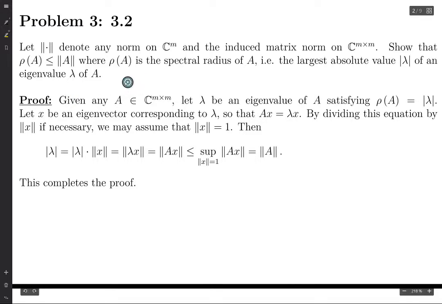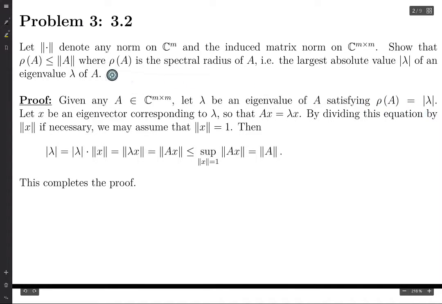Okay, so let's say we have any matrix A in C^(m×n), and of course we've got these norms that we're dealing with. We have a norm on C^m and an induced matrix norm. Let lambda be an eigenvalue of A satisfying that the spectral radius of A is equal to the norm of lambda.